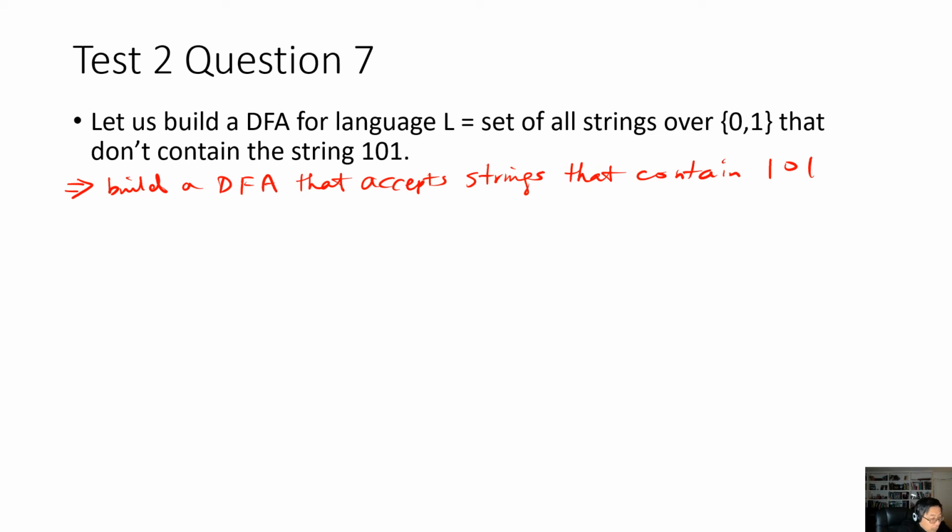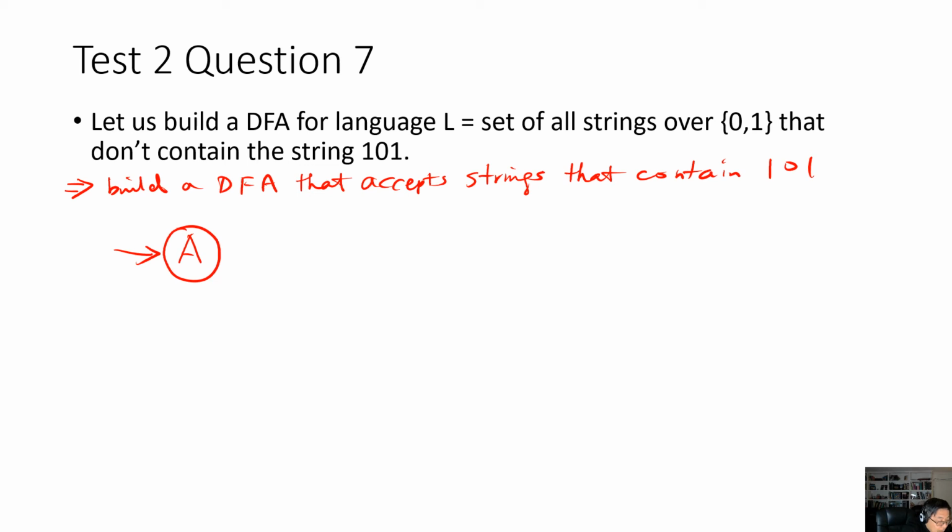Now we want to build a DFA that accepts strings that don't contain 101. But first we want to build a DFA that accepts strings that contain 101. Now this is relatively easy to build. Okay, let's start with state A. That's a starting state.